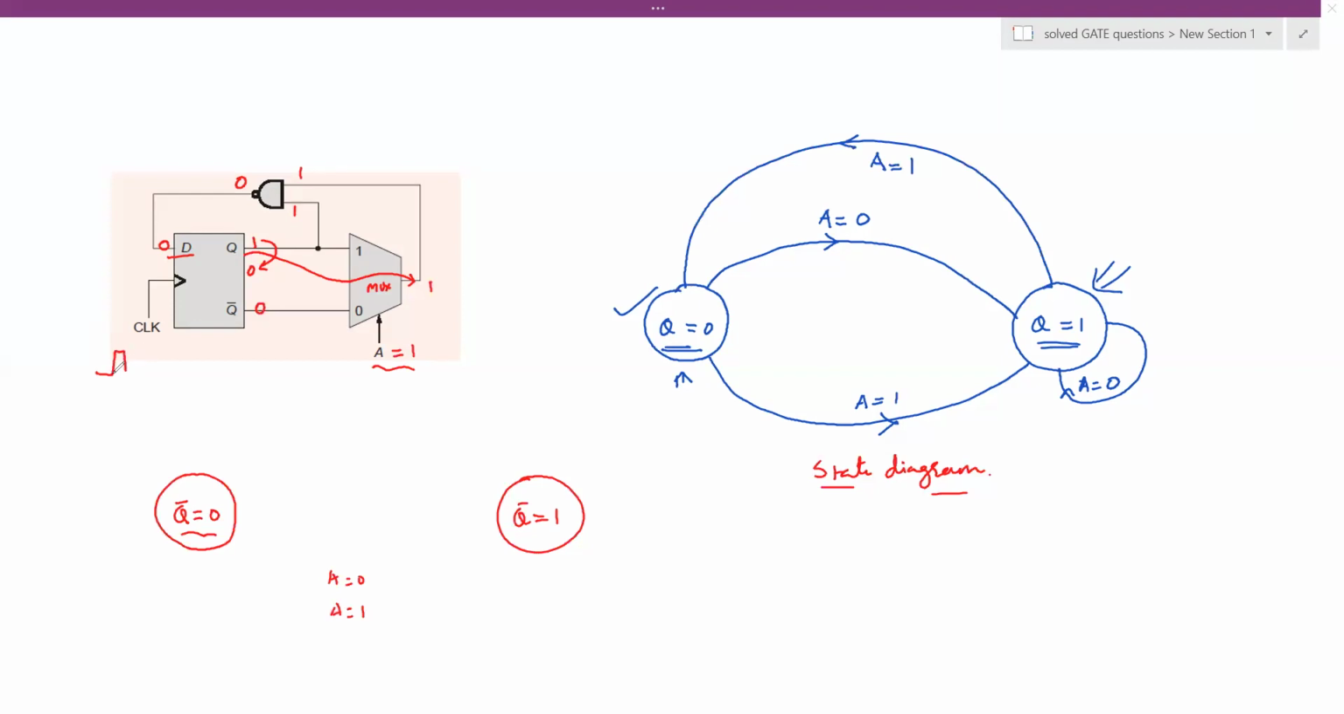So here is your clock, and your circuit can work at the positive edge of the clock or at the negative edge of the clock. Okay, depends on your logic levels that you have chosen.